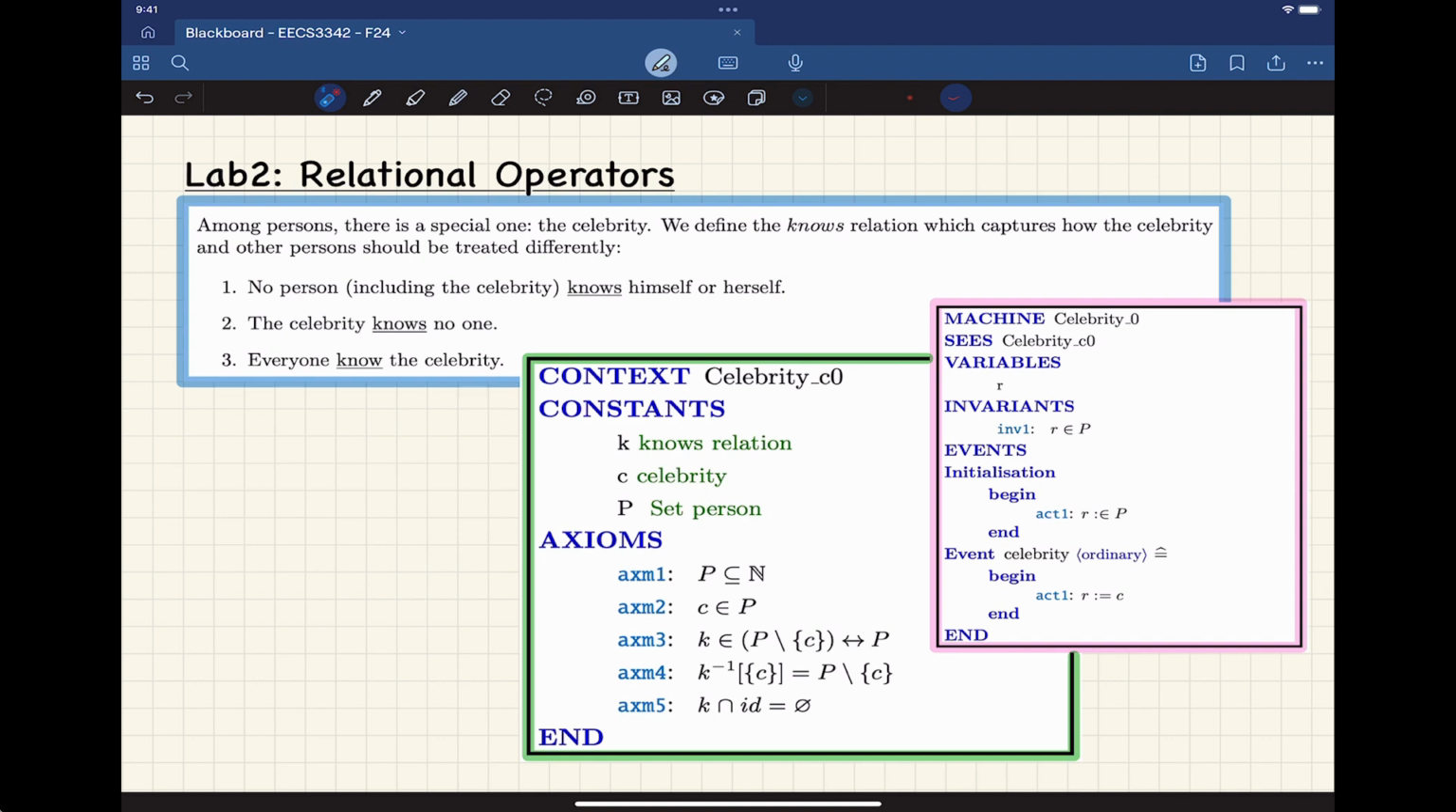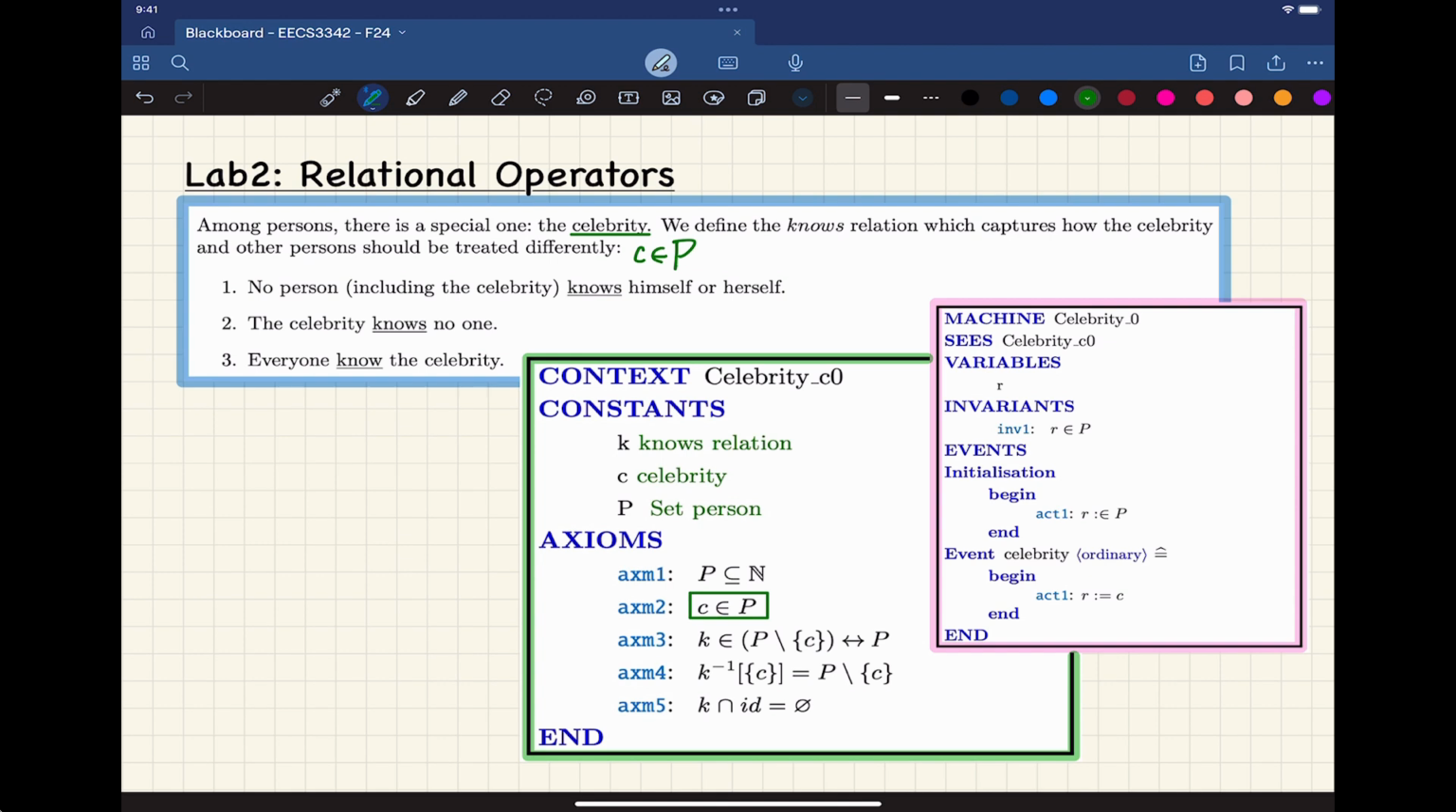Let's see quickly. So we got persons. That's a set we're considering, like a carrier set, right? It's the set of all persons. And then we got celebrity. So we talk about celebrity C. It's a special person, but it's still a person. So C is a member of P. That's exactly what you see over here, right? I'm just trying to show you the correspondence.